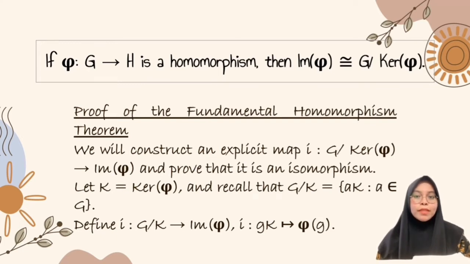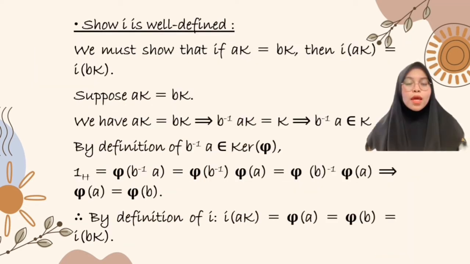Then we let capital K denote the kernel of phi, and recall that the quotient group G mod K is just the set of left cosets aK. We want to find a map I from G mod K to the image of phi, so the input of this map is a coset aK and the output is phi of a. Next, we need to show that I is well defined. We must show that if aK equals bK, then I of aK is also equal to I of bK.